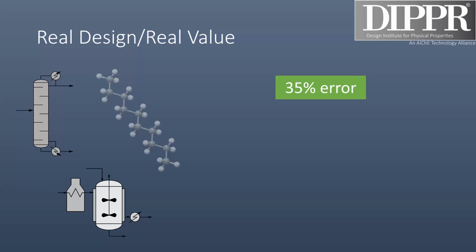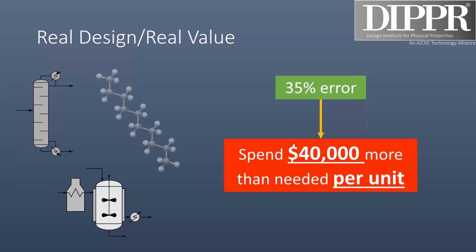Had the heat exchangers for the process been designed with the previous data, each unit would have cost approximately $40,000 more than was needed. Using accurate data resulted in significant cost savings.